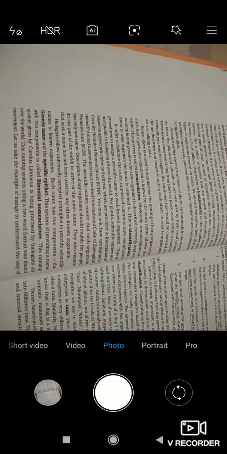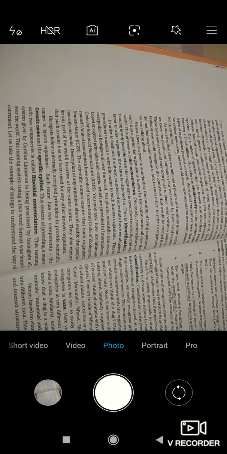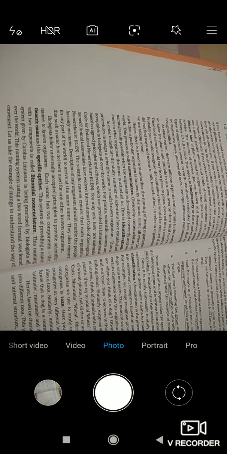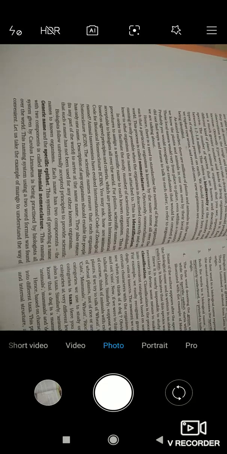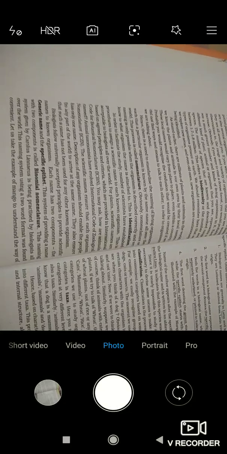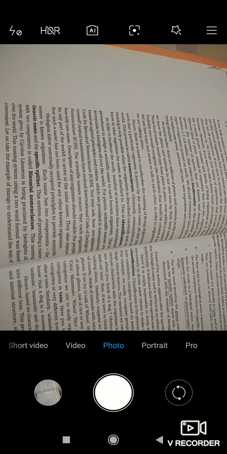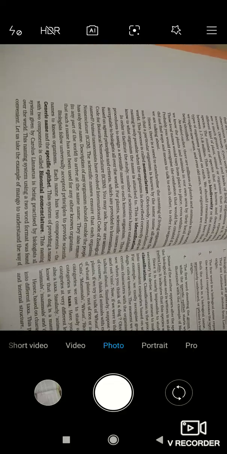Okay, so let's see the next statement. This naming system using a two-word format was found convenient. So the process by which biologists name these organisms with these two words has been found comfortable. They are comfortable naming these organisms with these two words.